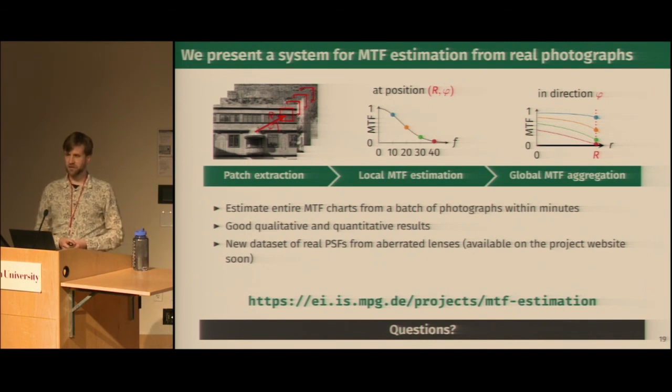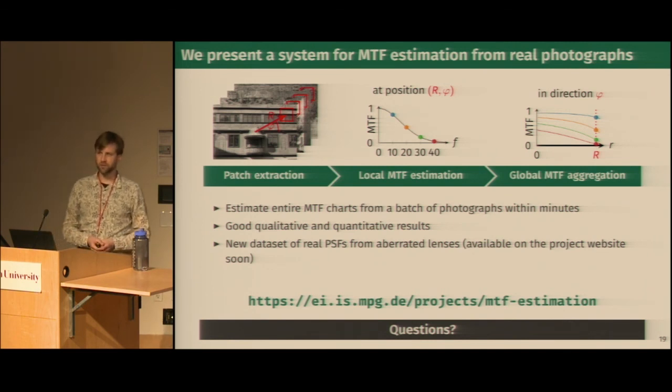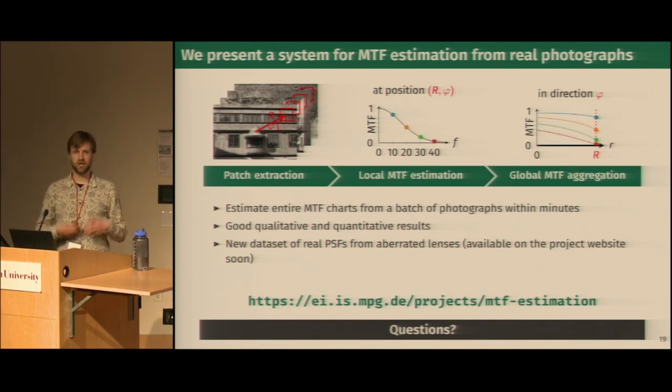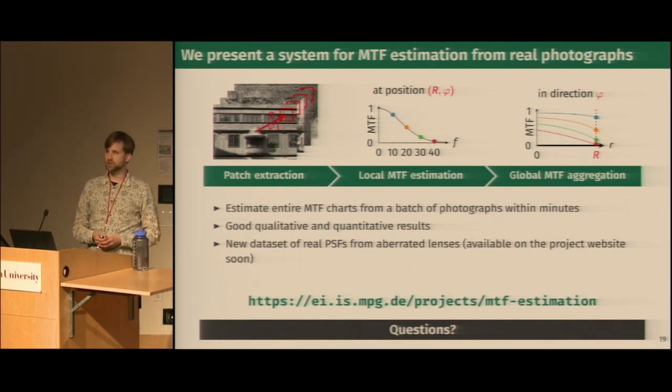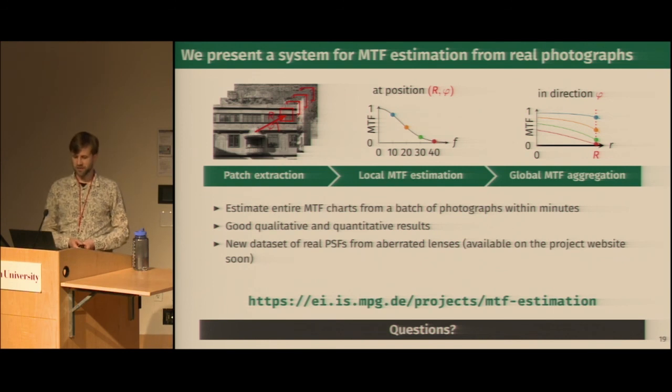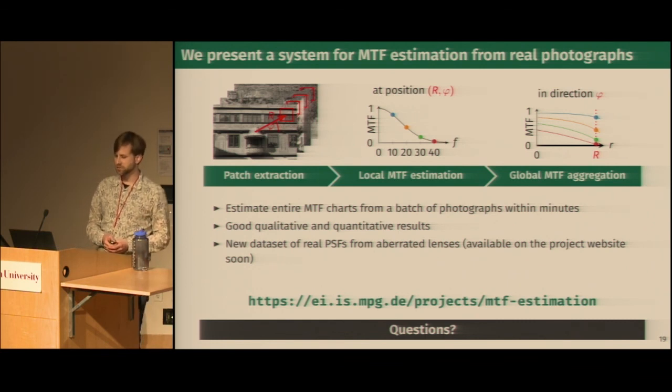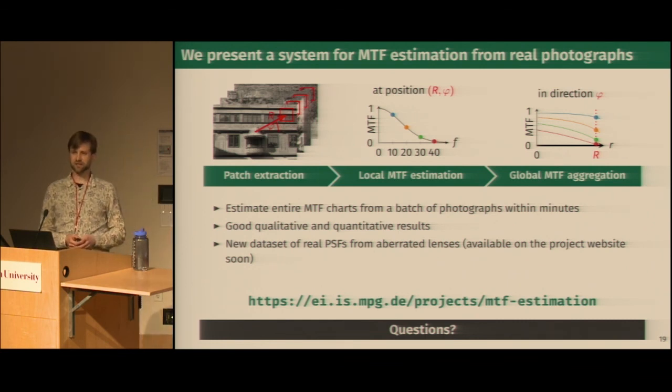There is good qualitative and, we think, reasonable quantitative agreement with the ground truth data, which will help photo enthusiasts who don't have access to equipment to appreciate and understand the equipment better. We also built this panel with which you can record real point spread functions and optical aberrations for aberrated lenses, and we'll make this available on the project website.